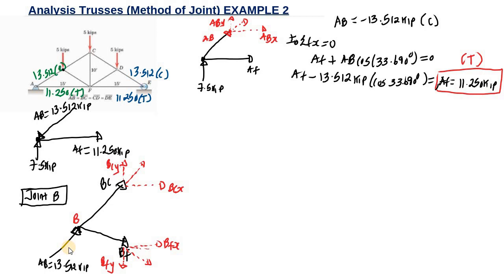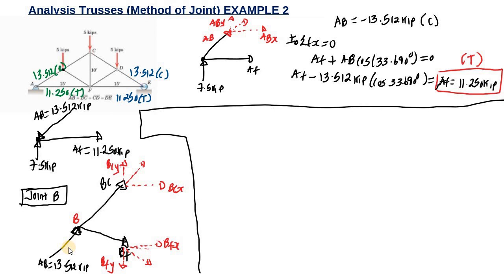So now we need to calculate this. We are going to say the summation of all the vertical force is equal to zero. So let me get this so that we don't make any mistake. I'm going to say all the force acting upward is positive while the force acting downward is negative. Before I forget, we also have 5 kip on this joint. As you can see, 5 kip is acting downward, so this is going to be negative 5 kip.